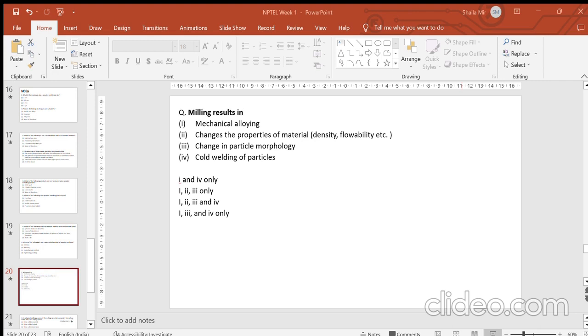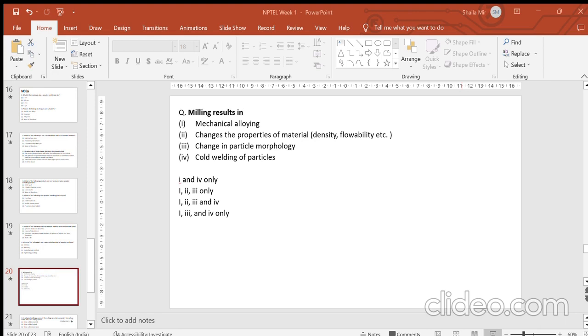Mechanical alloying also occurs when you have one metal and one non-metal, maybe compositing formation. So you can say in general, because this is not mentioned, that all four of the options are correct, because mechanical alloying can also happen in milling. There are properties of the material also, because you have different shapes of the powders formed. They will have an effect on their density, their flowability and their packaging characteristics. The morphology changes, and also there occurs a cold welding of the particles if they are metallic particles or ductile materials.